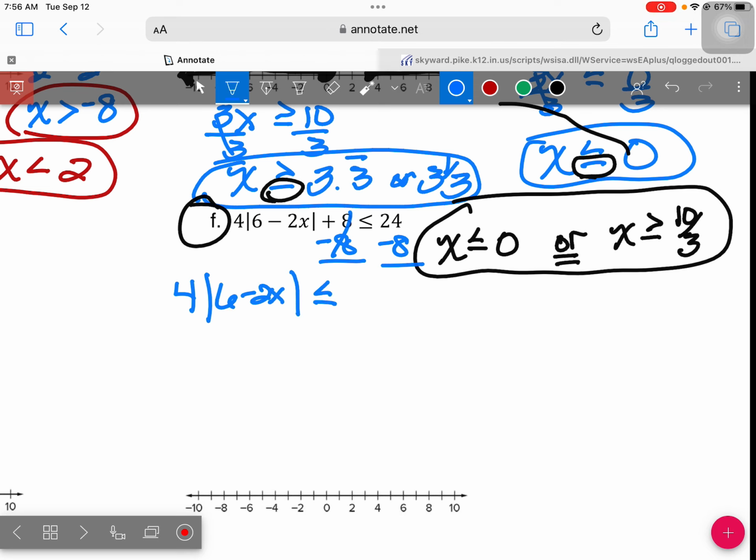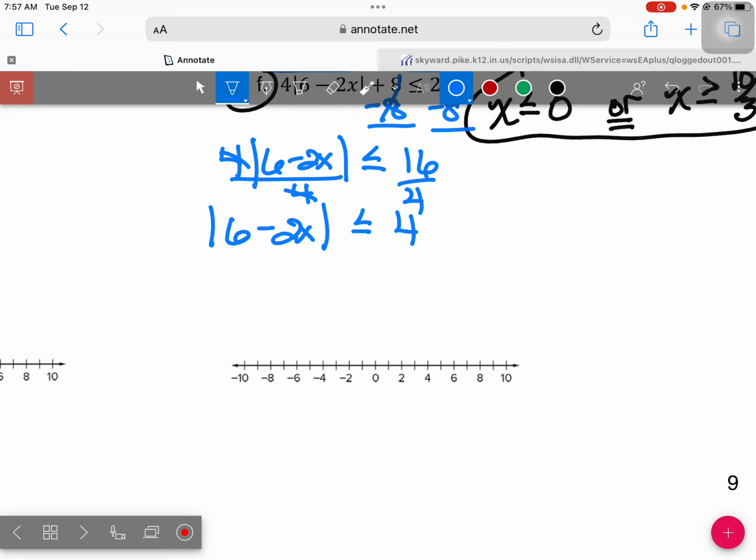Then we subtract 6 from both sides. Negative 2x is less than or equal to negative 2. Divide by negative 2. Divide by negative 2. I got to flip this one now, because I divided by a negative. So it is now greater than or equal to 1. Over on the other side, subtract 6, subtract 6.